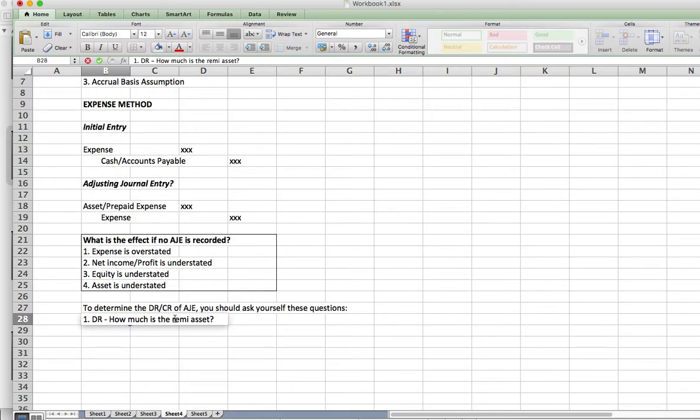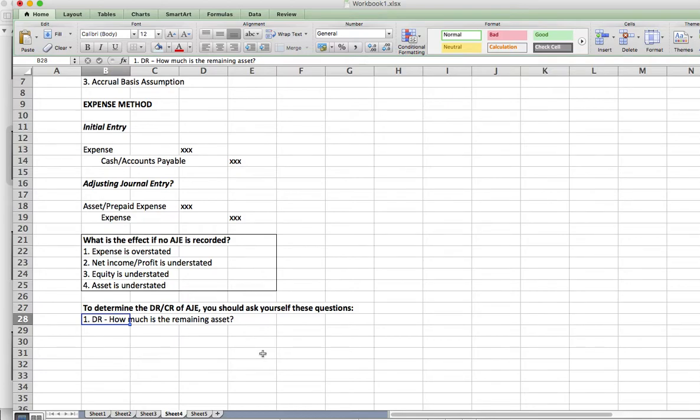Remaining. Or how much is the asset? Yan. Magkabaliktaran sila. Tandaan niyo yan, class, ha? Pag expense method ang ginamit, baliktad. Pag nag-adjusting journal entry ka, ang tatanungin mo, ilan yung asset? Yun ang debit side. Kaya tignan mo, adjusting journal entry, debit, asset.